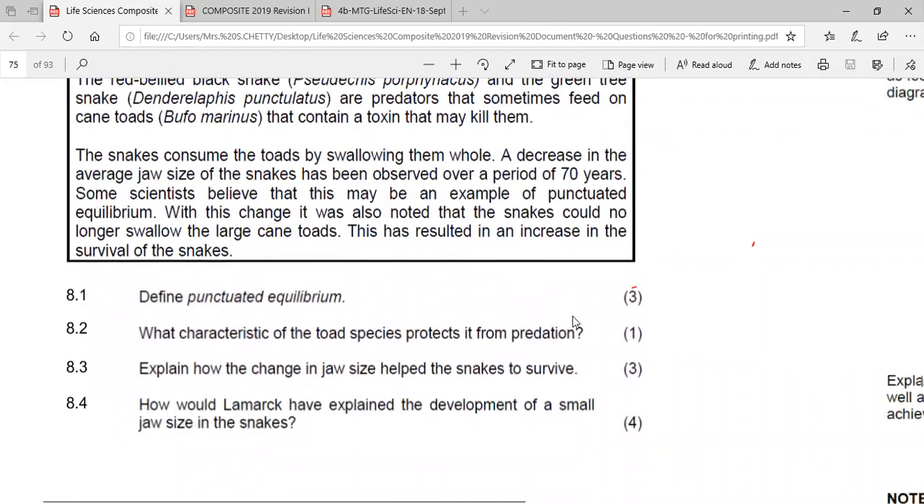Define punctuated equilibrium for 3 marks. What characteristic of the snake species protects it from predation? You would know the answer by now, isn't that so? It's got those small jaws. Explain how the change, of course, we saw that if they got a small jaw, they cannot swallow it whole. They would not be poisoned by the toxin. How would Lamarck have explained the development of small jaw size in the snakes? So Lamarck would have said, what would he have said? Because he doesn't speak about variation. Isn't that so? So let's see how Lamarck would have answered this question, number 8.